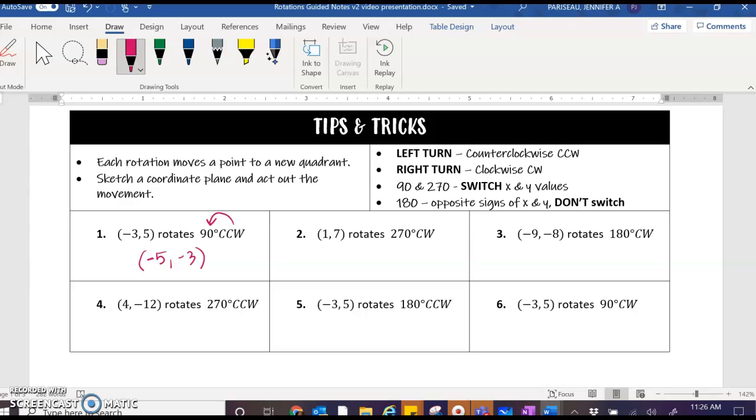Oh, sorry, I did want to show you the other thing that you could do is that -3, 5. Again, you still have to remember that they switch. -3, 5 would be here. And if it's rotating 90 degrees counterclockwise, it would end up in this quadrant where both X and Y are negative. So notice they both ended up negative. So that's another way to kind of act out the movement.